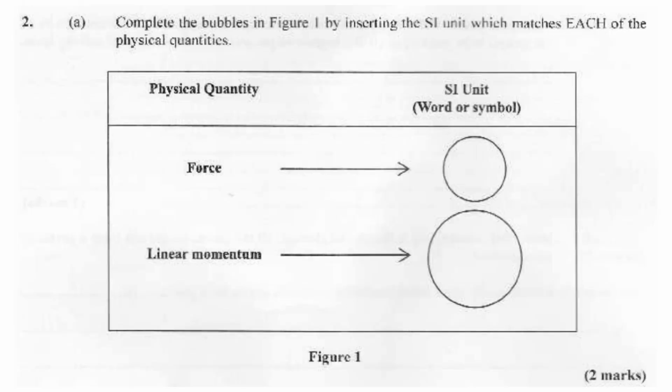Now, question 2. Complete the bubbles in figure 1 by inserting the SI unit which matches each of the physical quantities. You could use either the SI unit in words or symbols. So force is measured in newtons. So you could put an N or you could spell out the whole word Newton. Linear momentum, you just have to know that unit. It is kilogram meters per second. And that's for 2 marks.